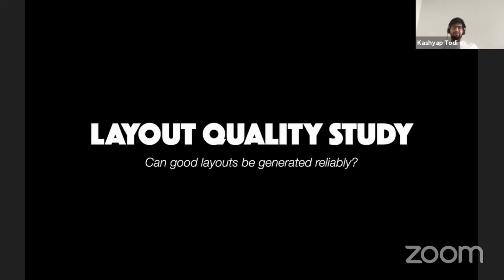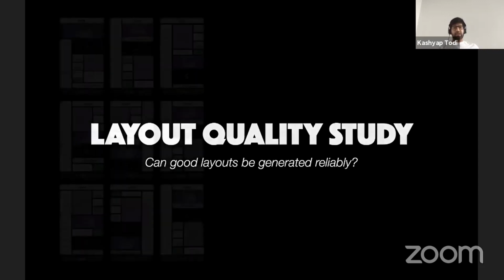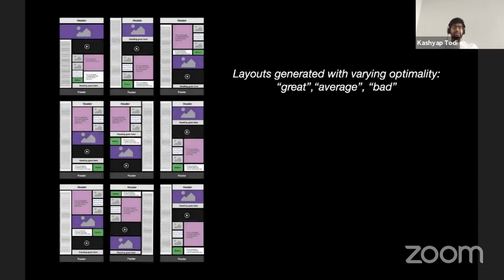And basically, what we first did is that we verified that the layouts that were generated by our mixed integer linear programming approach were actually good, and they were done reliably. And to do that, we conducted a study where users would judge the quality of different layouts. So before the study, we generated layouts with varying levels of optimality given by the optimizer itself. So we created a set of layouts that were deemed to be excellent, another set of layouts that were only average in rating, and another set of poor layouts.